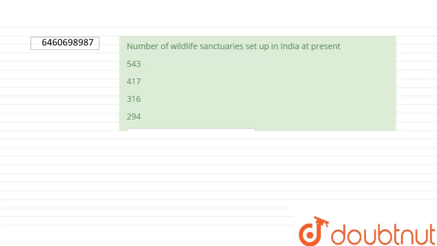Hello everyone, let's start. The question says: the number of wildlife sanctuaries set up in India at present is 554, 417, 316, 294. Okay. So a wildlife sanctuary is a place where animals are brought into a natural habitat to live and be protected for the rest of their lives.